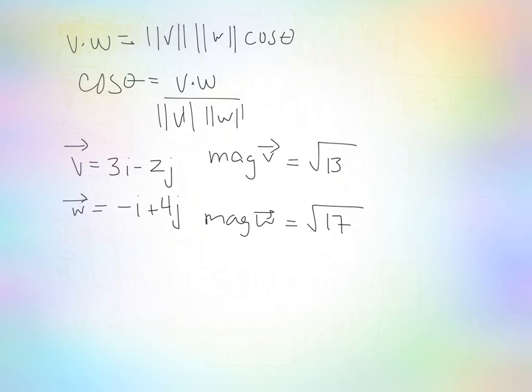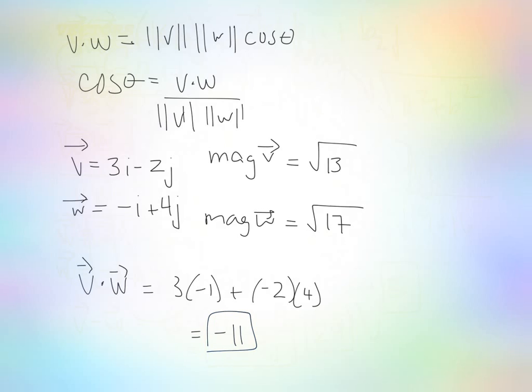And then, of course, the dot product, so v dotted with w. So you would just multiply the coefficients. So 3 times negative 1 plus negative 2 times 4 is negative 11. So your final setup would be the cosine of theta equals negative 11 over the square root of 13 times the square root of 17.